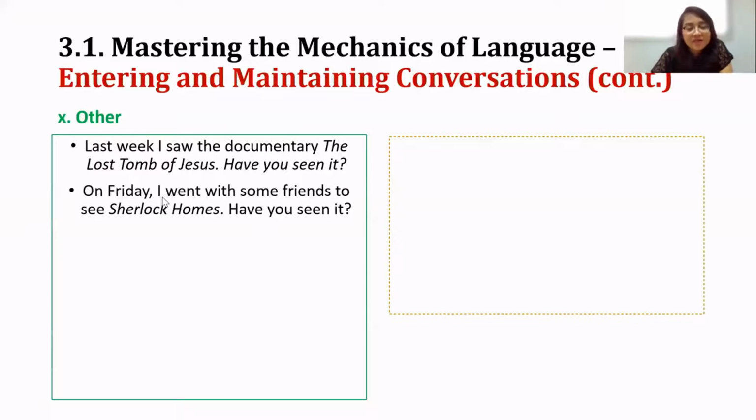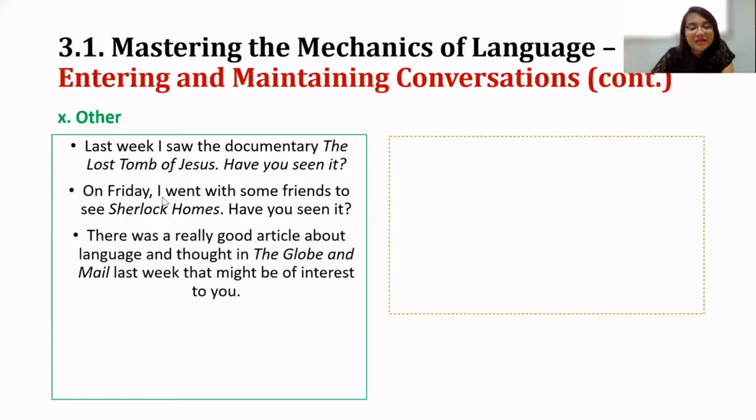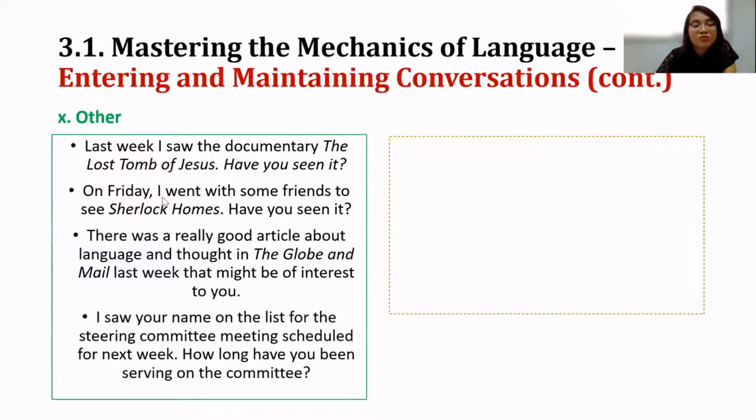The next one. On Friday, I went with some friends to see Sherlock Holmes. Have you seen it? It's still about movie, right? Next one. There was a really good article about language and thought in the Globe and Mail last week that might be of interest to you. Now it's about written article. The previous 2 are about cinemas or movies.